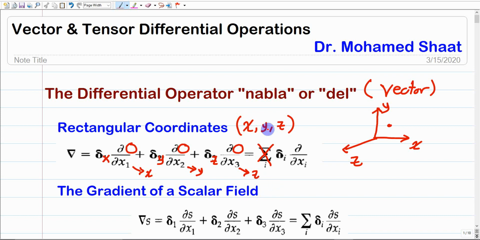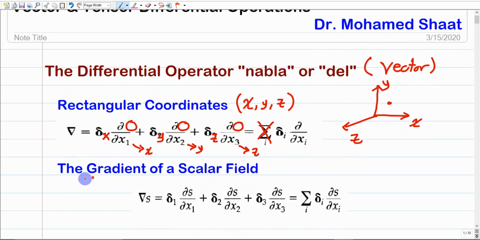Okay, so this is basically how we are going to represent it, very quick. This is the expanded form of the differential operator in the rectangular coordinates, and this is the compact form of the same operator in the rectangular coordinates, as I mentioned.